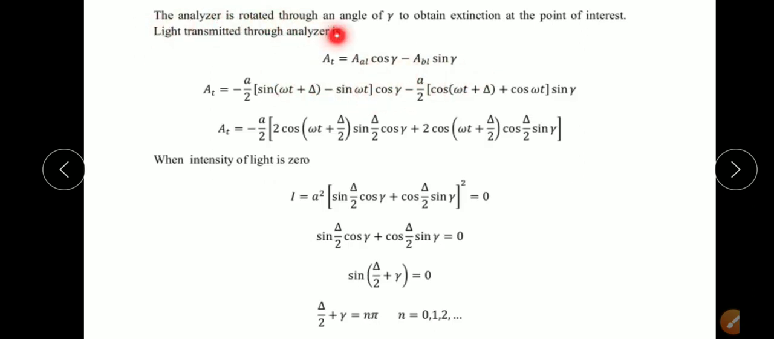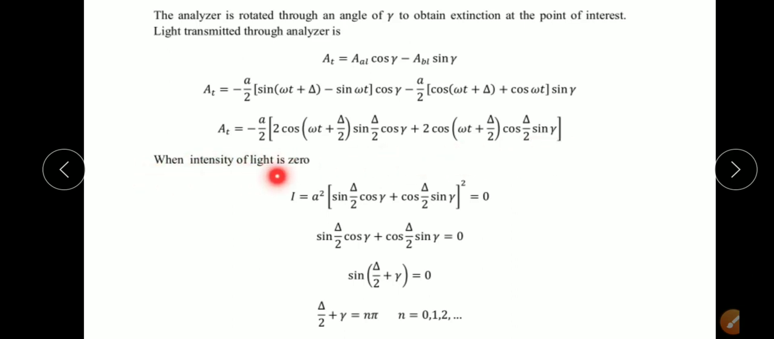The analyzer is rotated through the angle gamma. You have to rotate the analyzer to the angle gamma to obtain the extinction. The point of interest is the light transmitted through the analyzer. The transmitted light is AAL cos gamma minus ABL sin gamma. You have to substitute AAL and ABL, and you get a bigger equation. Whatever the transmitted light is, it is taken as AT, and it will be minus A by 2 cos omega t plus delta by 2 sin delta by 2 cos gamma plus 2 cos omega t plus delta by 2 cos delta by 2 sin gamma.